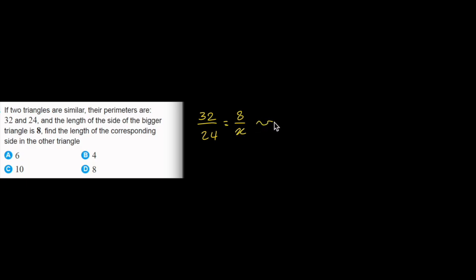Now we can use cross multiplication to find the value of x. So x equals 8 times 24 divided by 32. 8 divided by 8 equals 1, 32 divided by 8 equals 4, 24 divided by 4 equals 6. So the answer is A.